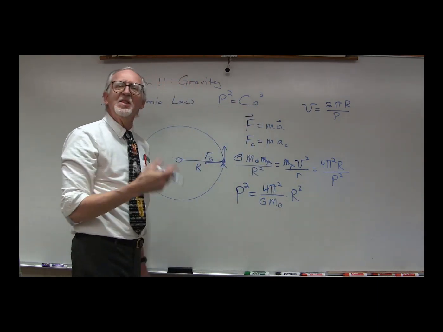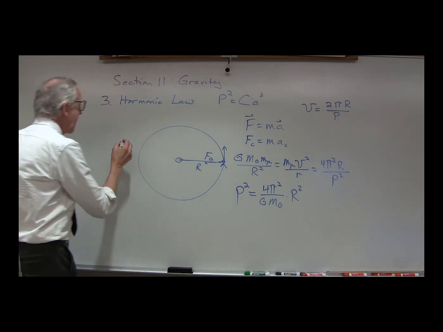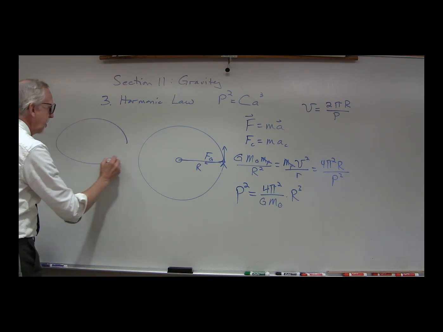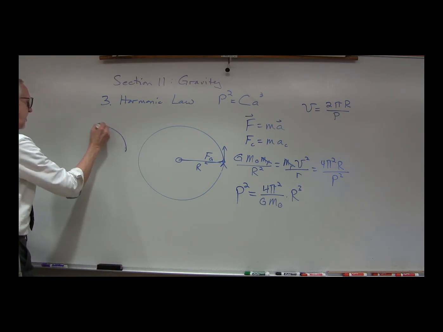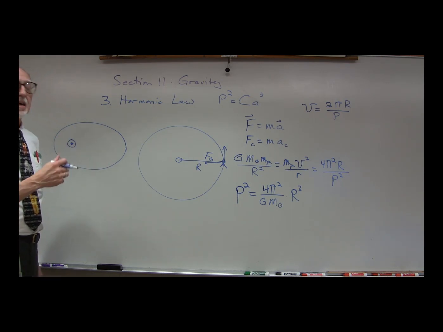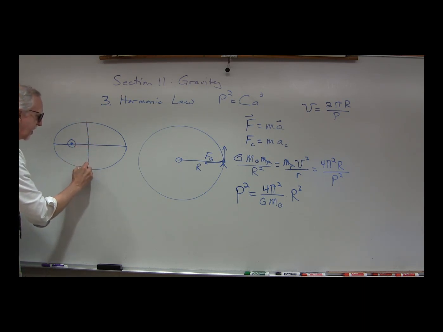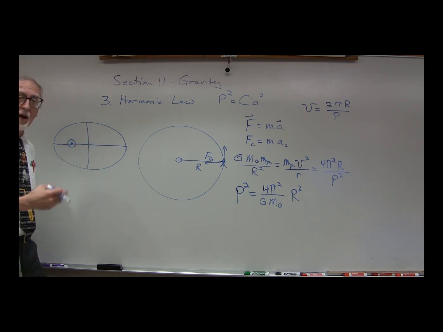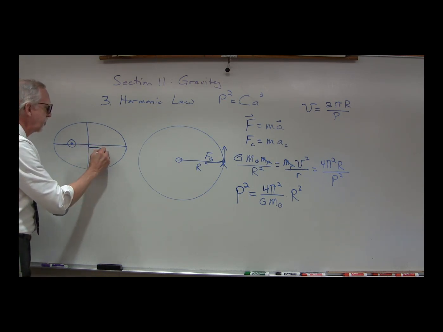Well, what was A? A was the semi-major axis. Let me just mention what the semi-major axis means. When we have an elliptical orbit, that's more like an oval or egg-shaped orbit, something like that, with the sun at one focus. The major axis of an ellipse is this length here, the long axis. The minor axis of the ellipse is this length here. The semi-major axis is half of the major axis. In other words, it's this distance here.